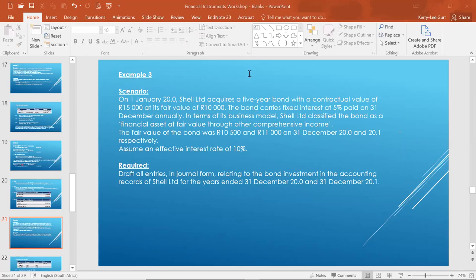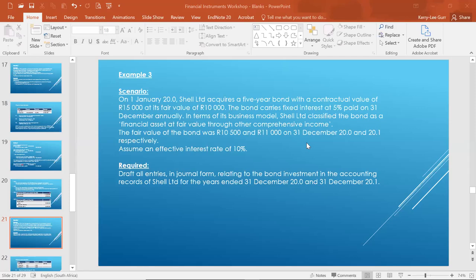Okay, it's a debt instrument. Very good. Okay, so it's a debt instrument, and then they are acquiring a bond. So that means that they are going to be paying now upfront, and they're going to be paid back in the future. So do they have a financial asset or a financial liability? Financial asset. Very good.